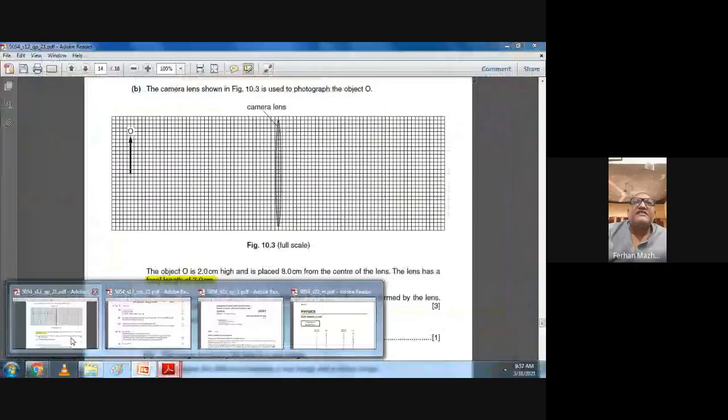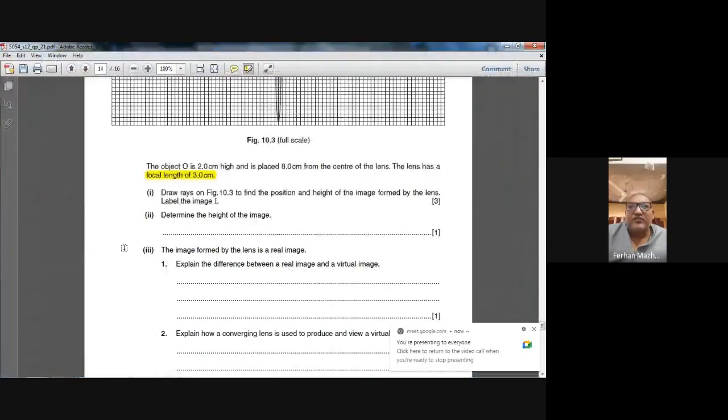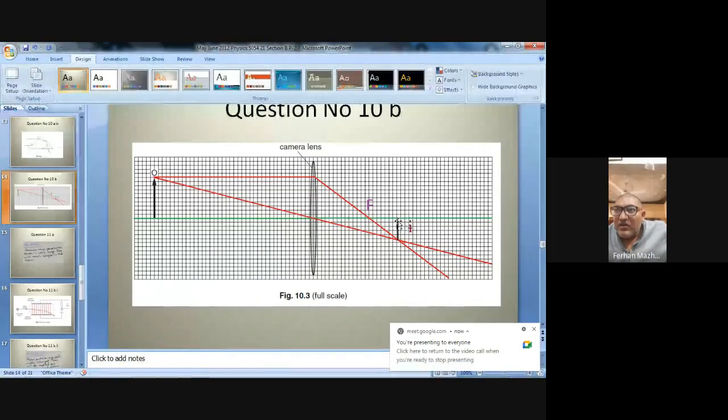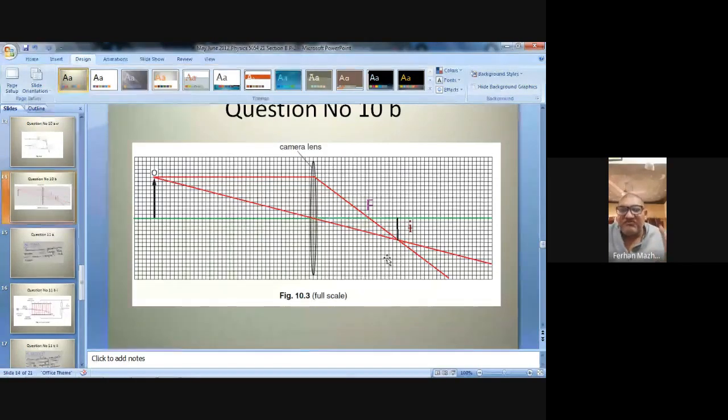Then he says draw rays on the figure 10.3 to find the position and height of the image found by the lens. Label the image I. 3 marks for this. The next question is determine the height of the image. If you want to find out what is the height of the image, just count these small squares. 1, 2, 3, 4, 5, maybe 5. 5 small squares means 1 centimeter. So it's 1 centimeter or it is 1.2 centimeter.